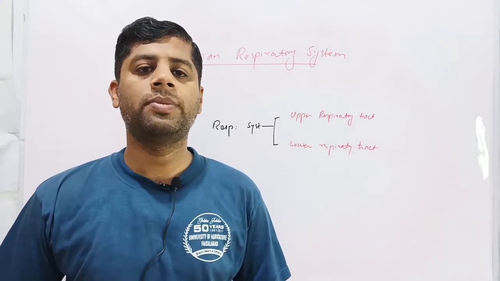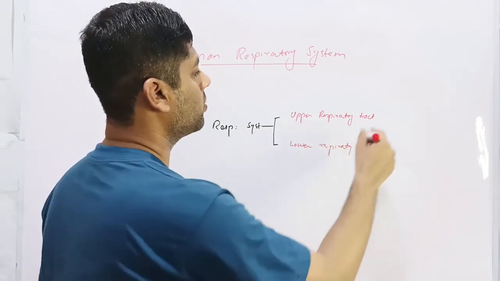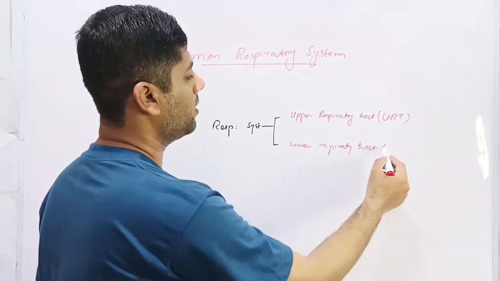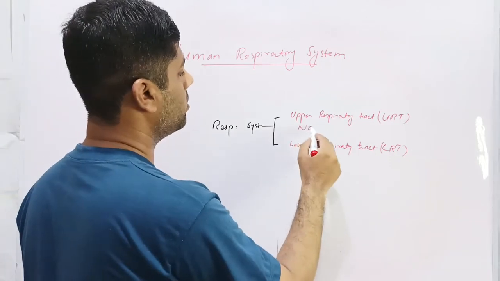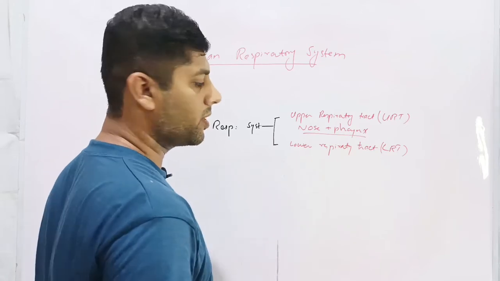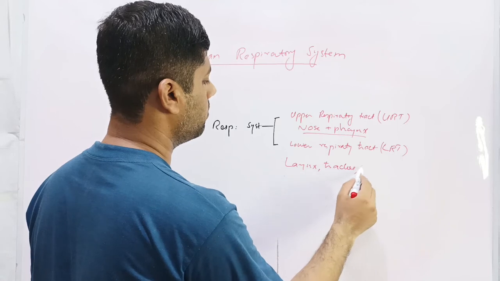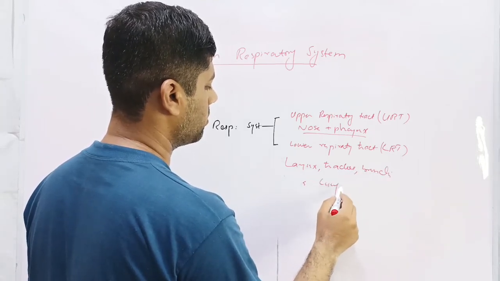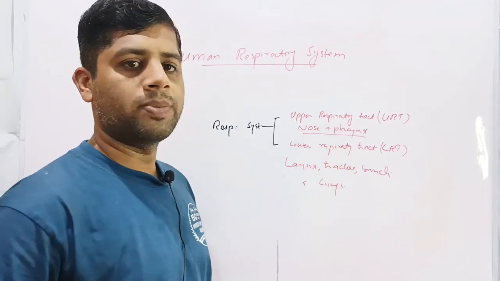Medically, the human respiratory system is divided into two parts. The first part is the upper respiratory tract, also called URT, and the second one is the lower respiratory tract, LRT. The upper respiratory tract comprises the nose and pharynx, while the lower respiratory tract starts from the larynx through the trachea and bronchi, and ends at the lungs. So in this lecture, I will throw light on these organs constituting the human respiratory system.